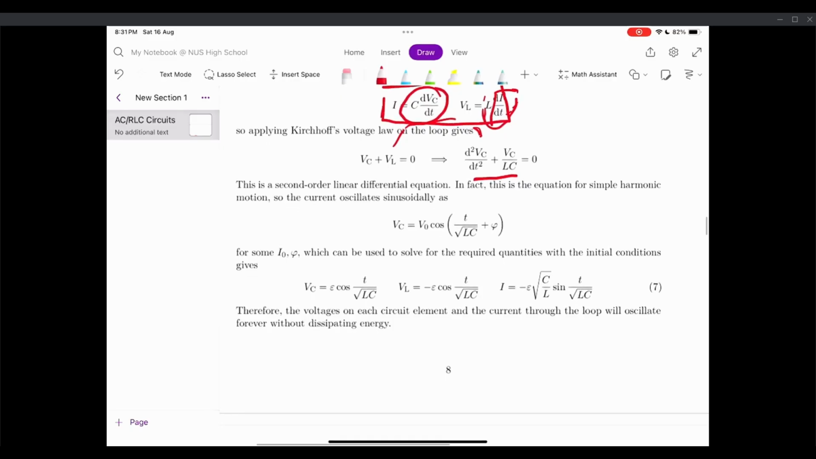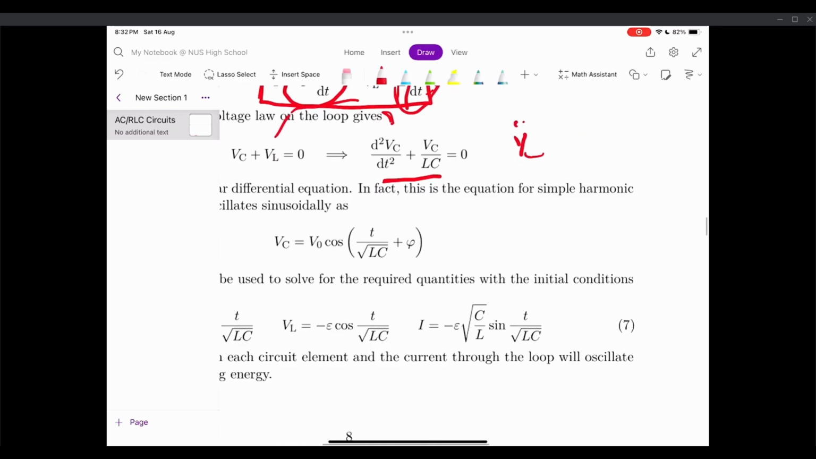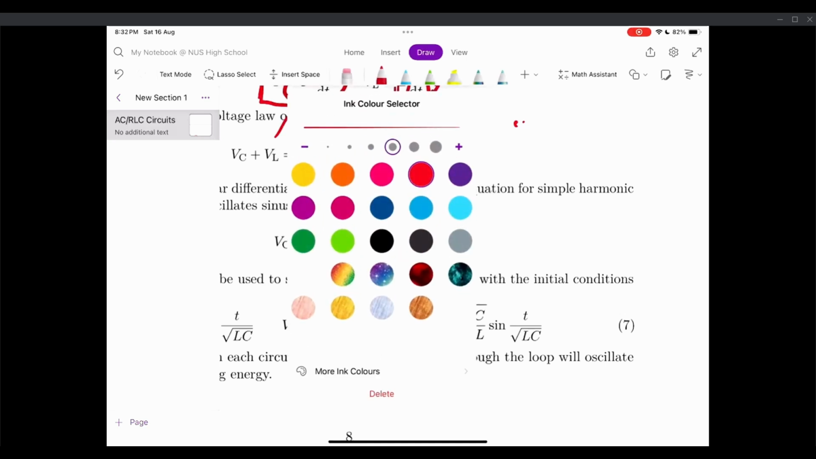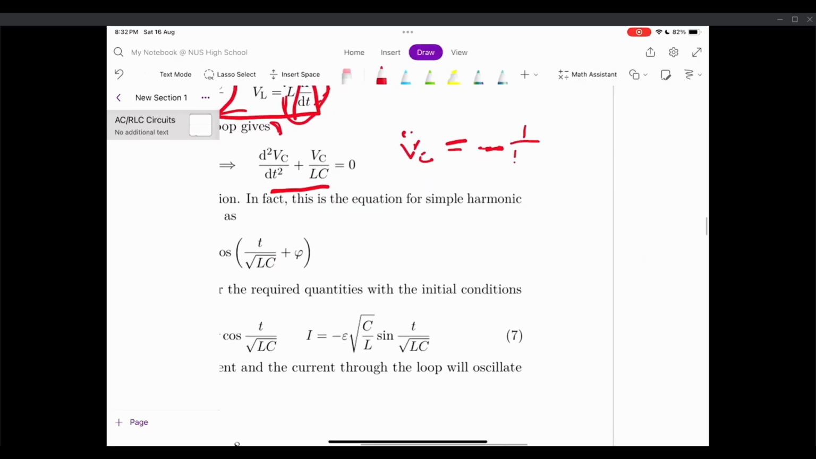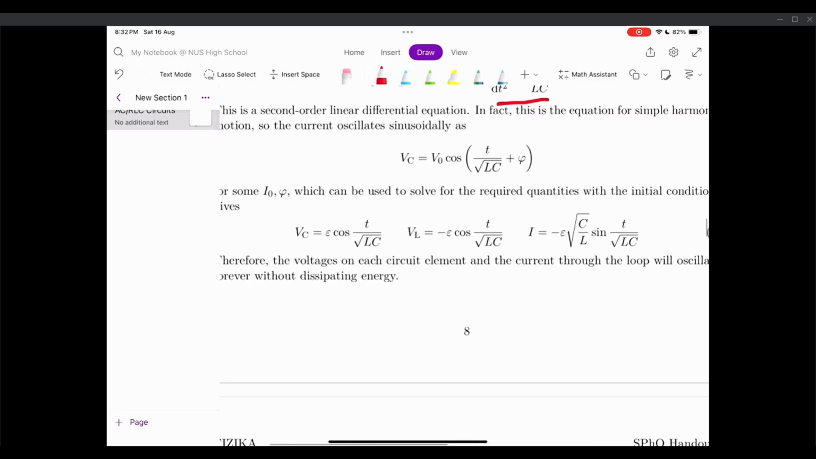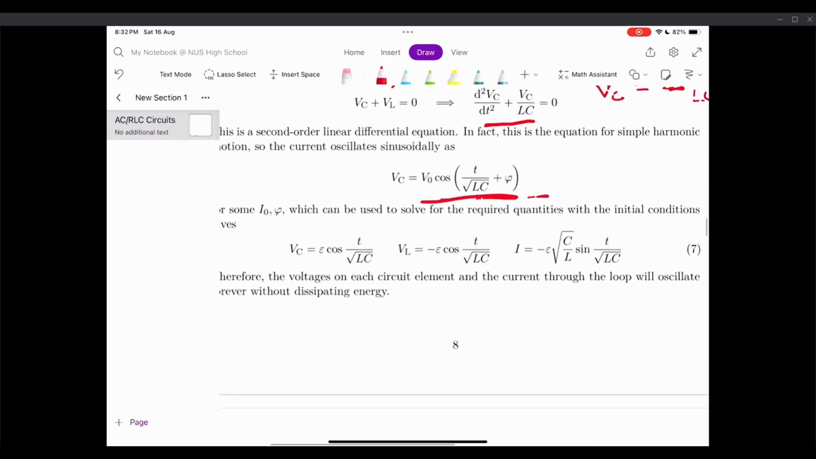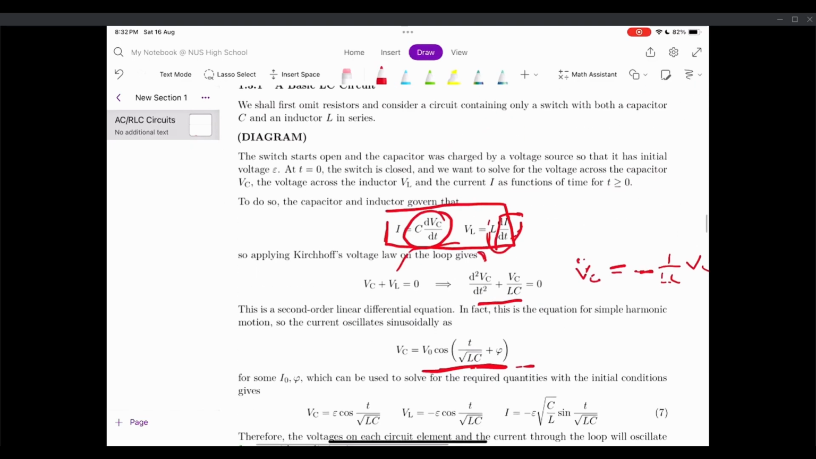And this is a second order linear differential equation. And actually it's just simple harmonic motion. You can see that VC double dot is minus 1 over LC times VC, which is just SHM. So you know that your dependence is going to be sinusoidal like this, basically. And from there you can just solve for your required quantities in terms of the initial conditions.